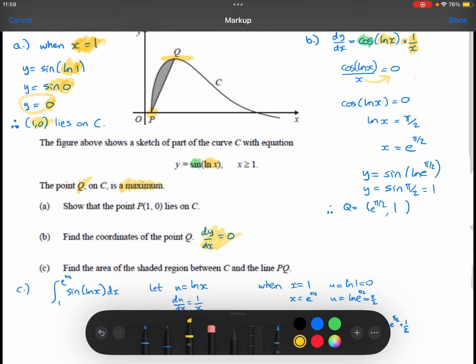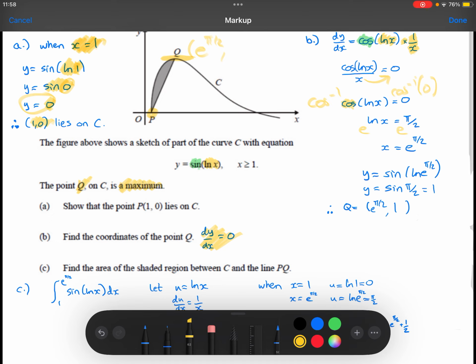If I now do cos inverse to remove this, and I'll do cos inverse of 0, cos inverse of 0 is pi over 2. I will now do e to the power on both sides to remove the logarithm, and I find that x is e to the power of pi over 2. So that's the x-coordinate of point Q.